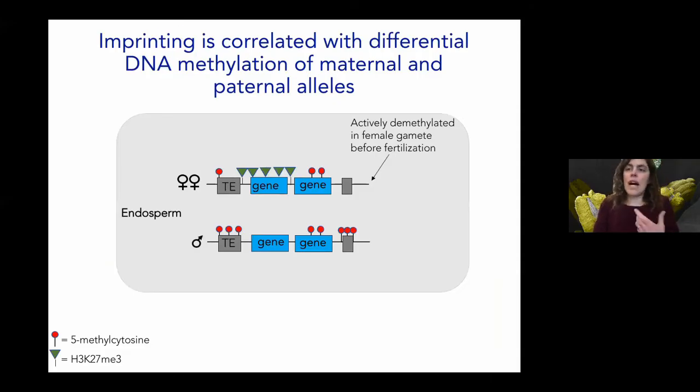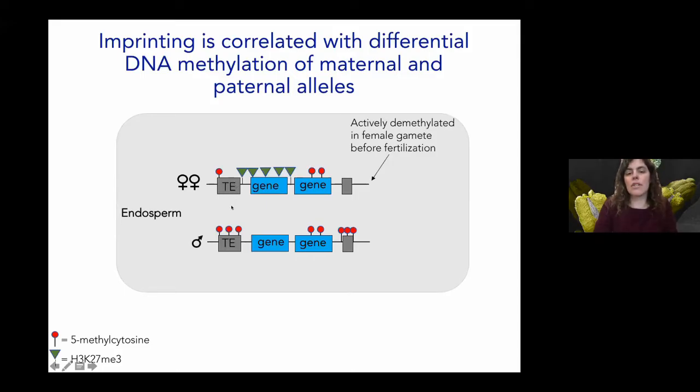In terms of how imprinting is controlled, we know that differences in epigenetic modifications between maternally and paternally inherited genomes in the endosperm are important for this differential expression. The endosperm genome in Arabidopsis and in many of the other species is DNA hypomethylated, so it has lower DNA methylation due to active demethylation that occurs before fertilization. And in Arabidopsis, we know that a lot of this demethylation occurs at transposable element fragment sequences.